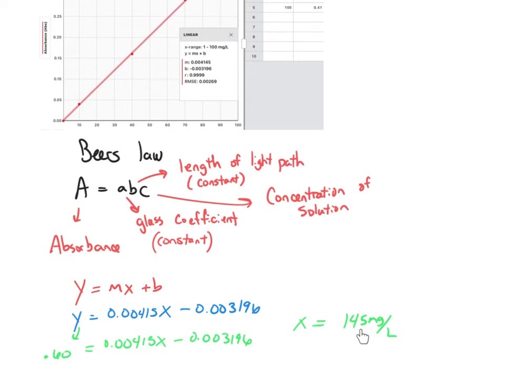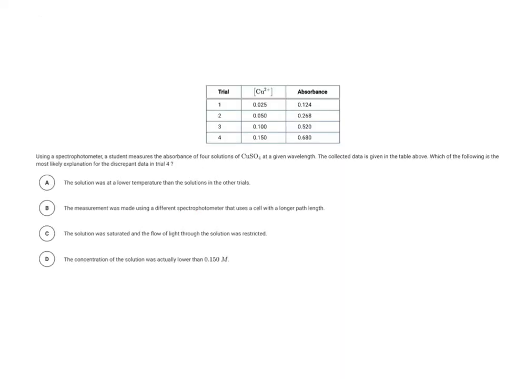And so this makes sense. Since the absorbance was higher than the highest absorbance, then the concentration must be higher than my highest concentration that I know. But you can say, because of Beer's law, that that right there is the concentration of your unknown sample. Here's a look at a problem that you might see on an AP test.